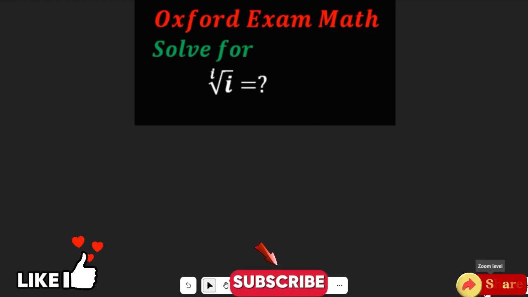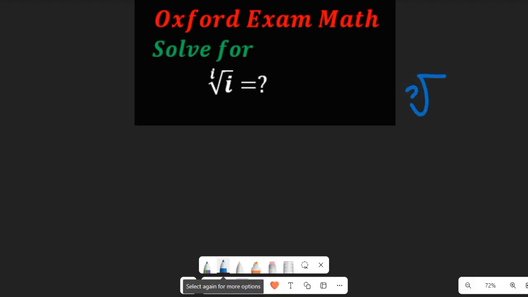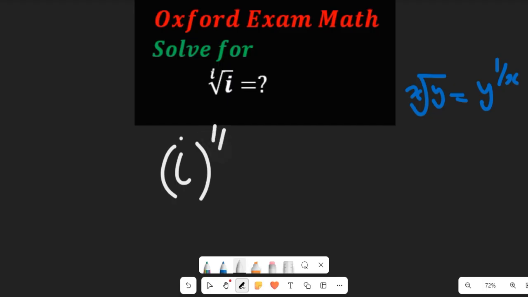Now let's get started. From the rules of indices, you'll notice that if I have the x root of y, the x root of y can be equal to y to the power of 1 divided by x. That is not disputed. So that means this expression can simply give me the ith root of i, which is i to the power of 1 divided by i, right? And what will this expression give me?